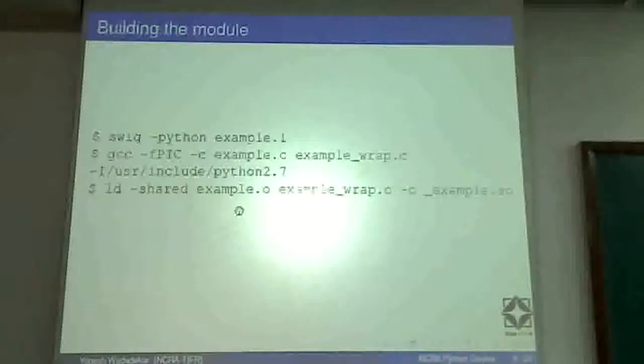and so this is the example.i, we need to build the module, okay? And this is done in three steps. In the first step, we take the example.i file, which I just showed you, as the input, and I give the command swig -python example.i. The -python option tells SWIG to create an interface between C, C++ and Python. If I wanted to interface to PHP or Perl, I would change this keyword over here.